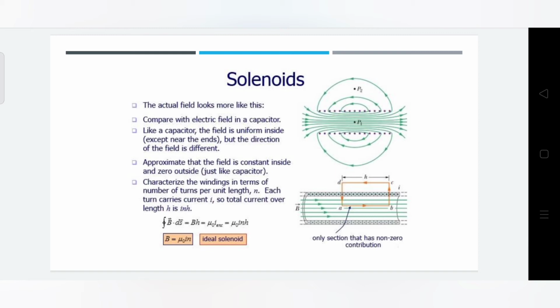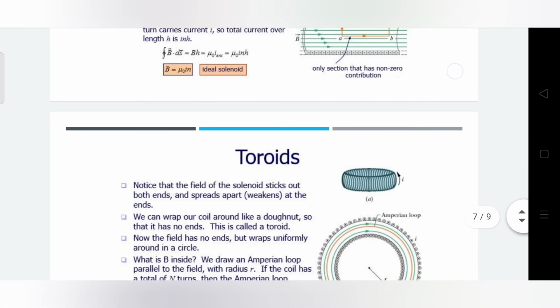Compare with the electric field in a capacitor. Like a capacitor, the field is uniform inside, but the direction of the field is different. Approximate that the field is constant inside and zero outside. Characterize the windings in terms of the number of turns per unit length n. Each turn carries current I. So the total current is n I per unit length. So finally we get B equal to mu naught n I for an ideal solenoid.